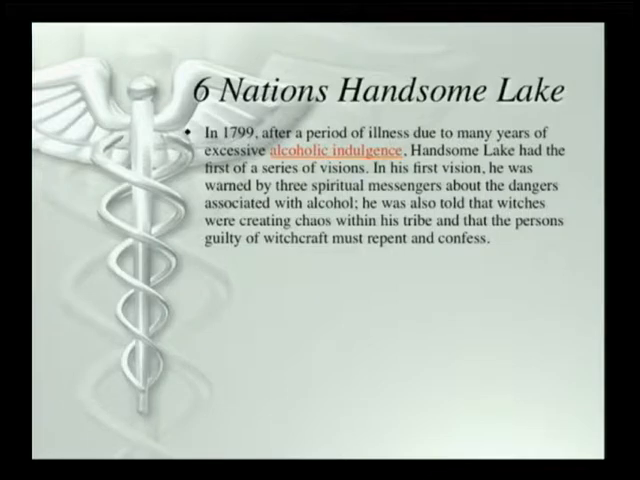So in 1799, after a period of illness due to many years of excessive alcohol indulgence, Handsome Lake had the first of a series of visions. In his first vision, he was warned by three spiritual messengers about the dangers associated with alcohol. He is also told that witches were creating chaos within his tribe and that the persons guilty of witchcraft must repent and confess. Now, notice where this is in relation to, for example, the Salem witch trials.